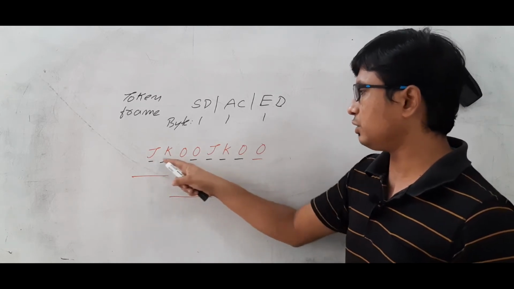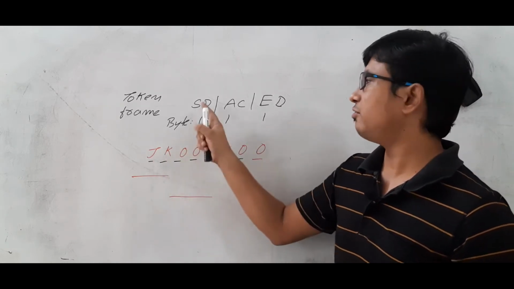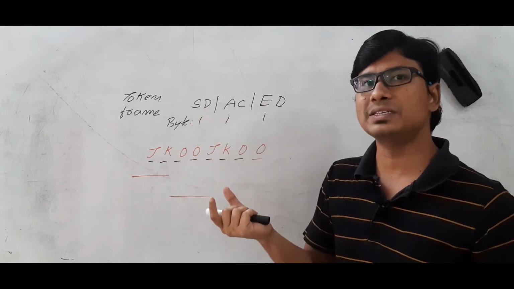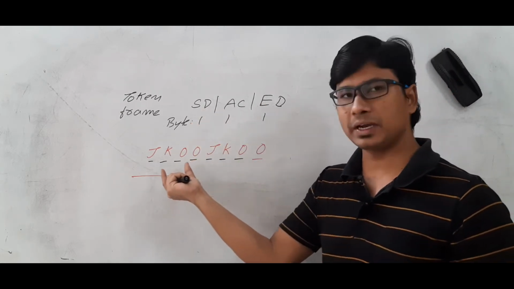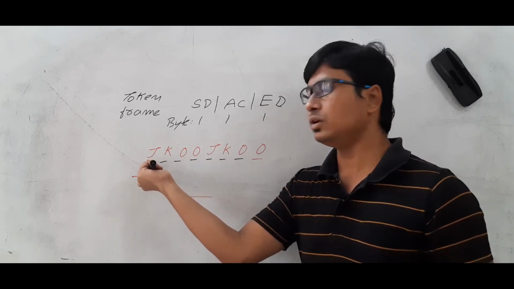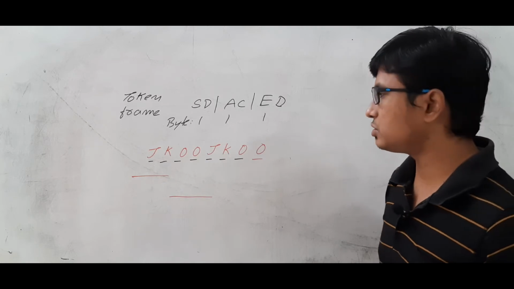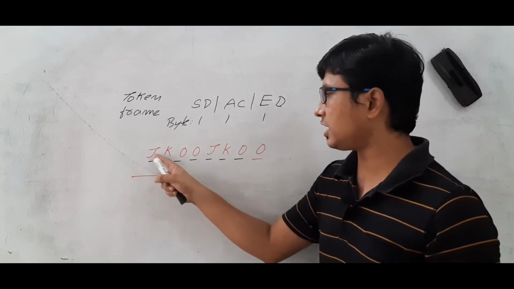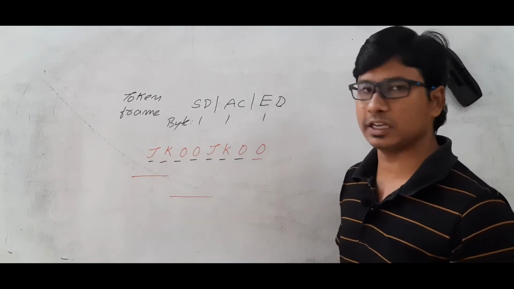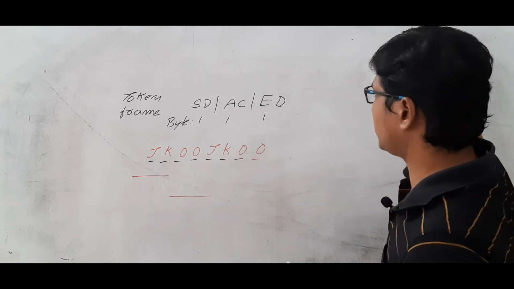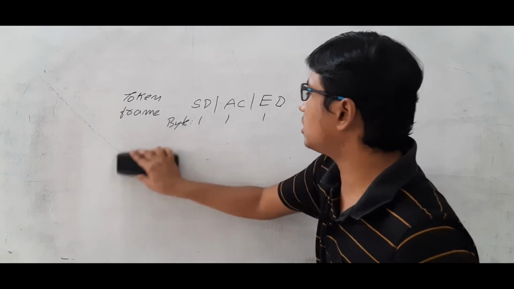If we want to have a separate pattern for the start frame delimiter, because the start frame delimiter and the data should not be the same. Am I right? You should have a separate pattern. So that's why you have a pattern called JK0JK00. As my name is Jagdish Kakarla, I can easily remember it as JK. You can remember it in your own way. So this is about the start delimiter.